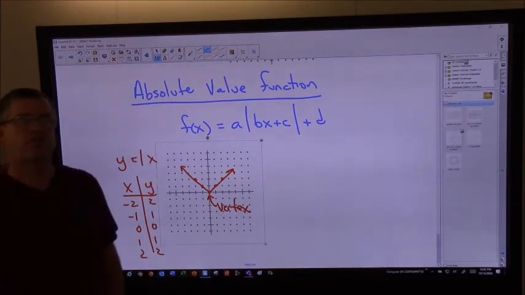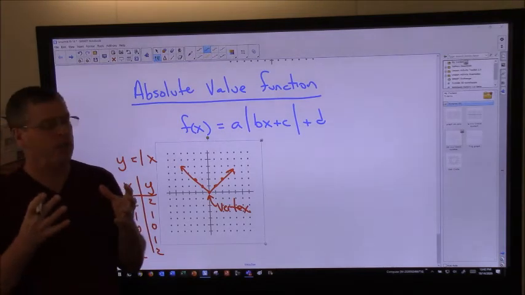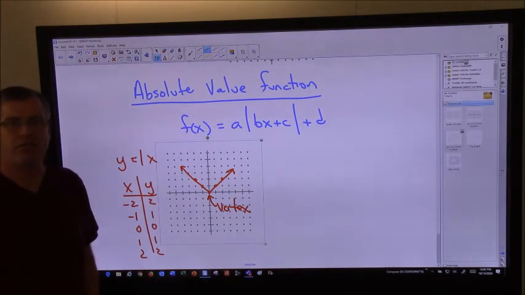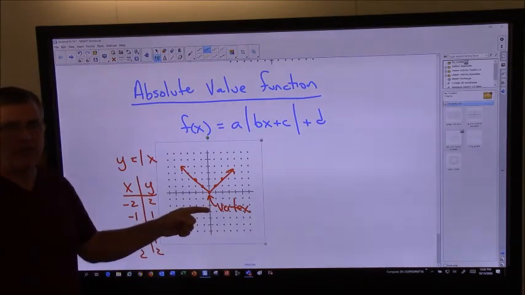So I told you guys I was going to do this. Every time we graph something new, there's going to be an important point that we talk about. And I'm going to ask you, how do I find that? And the answer is always the same. So where is the vertex? You should be thinking in your head right now.